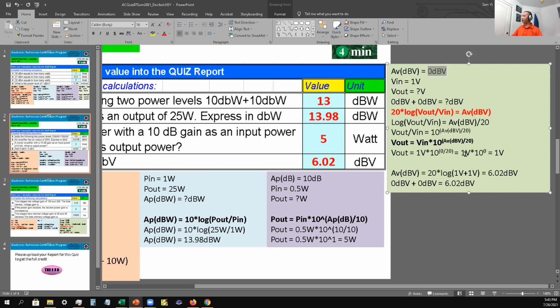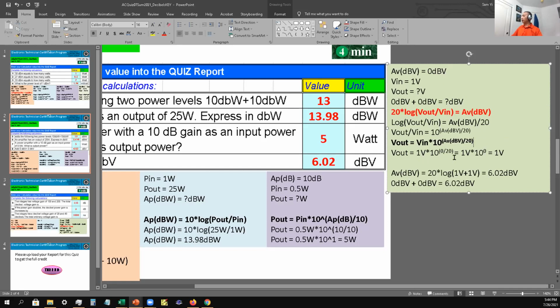You still come up with the same thing. As you can see, I apply the formula here and go through that. So we're going to be 1 volt times 10 raised to the dV, which would be 0 divided by 20, the same thing as 10 to the 0, which is the same as 1. 1 times 1 volt would be 1 volt.